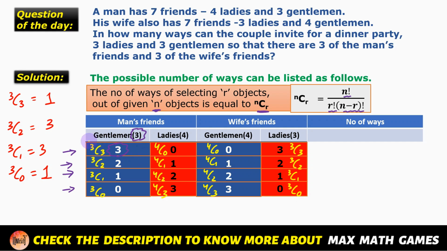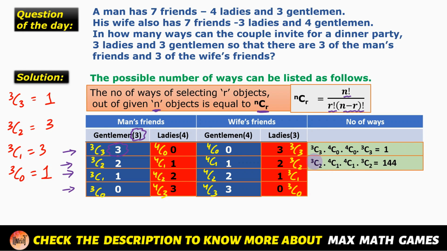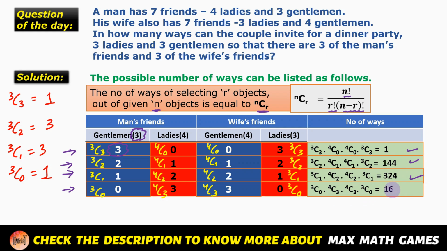So multiplying all of these quantities, we get that the number of ways for the first case will be 3C3 into 4C0 into 4C0 into 3C3, and that will be equal to 1. For the second case, 3C2 into 4C1 into 4C1 into 3C2, and that will be equal to 144. For the third case, we have 324, and for the fourth case, we have 16.